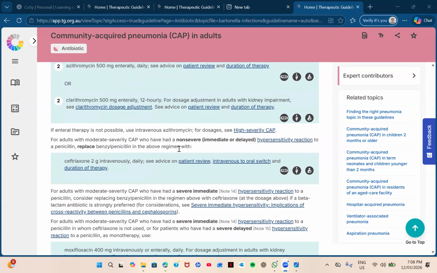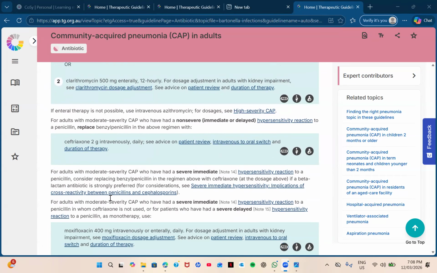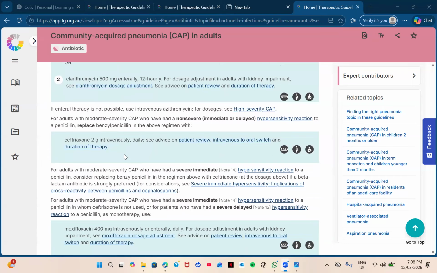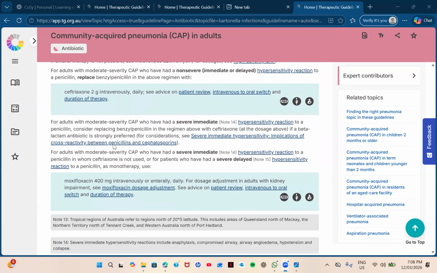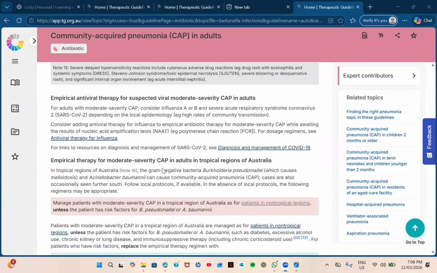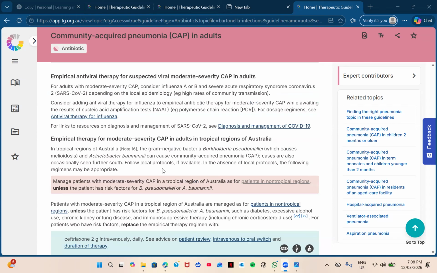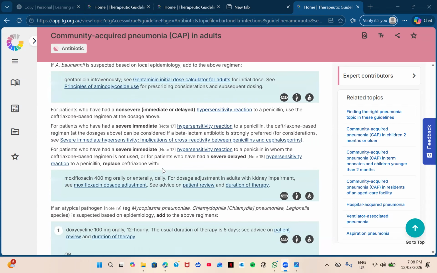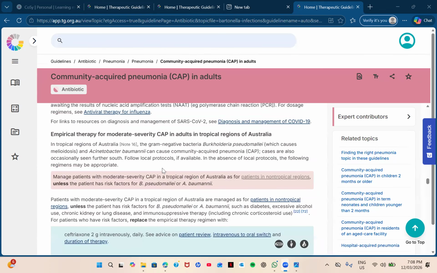For adults with non-severe hypersensitivity to penicillin, we can use ceftriaxone, right here. Then the final option, we have moxifloxacin, if the patient is having an immediate severe reaction to penicillin, right? Moxifloxacin. Okay, next one.